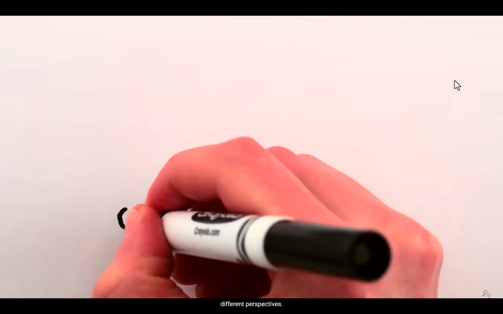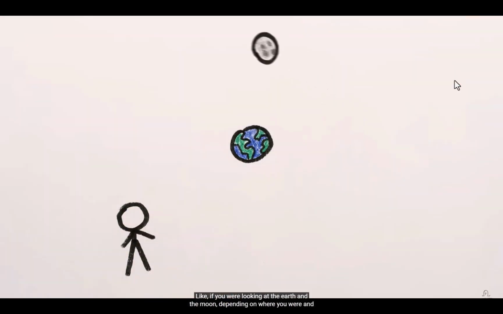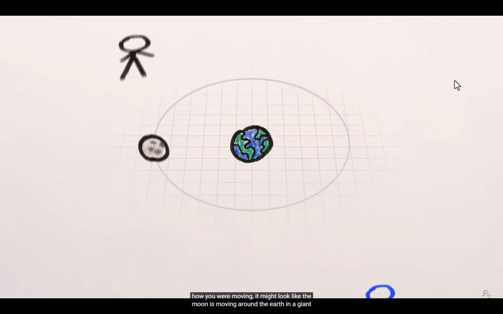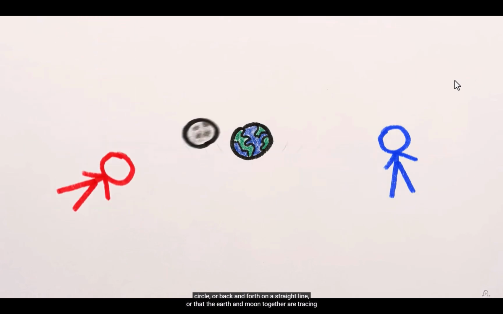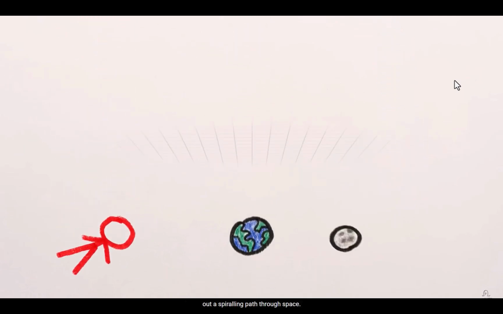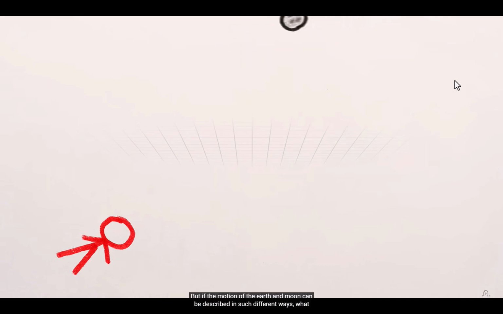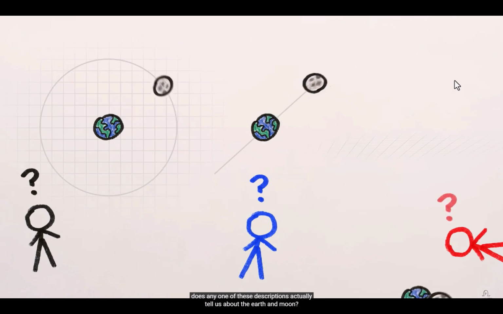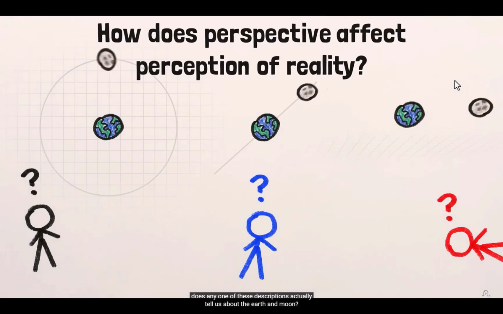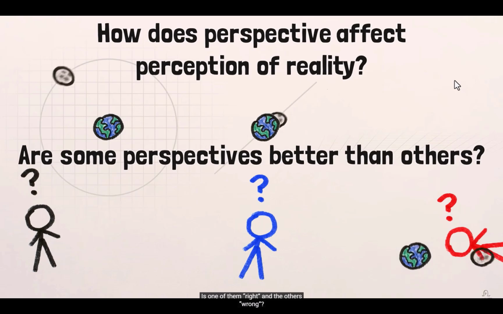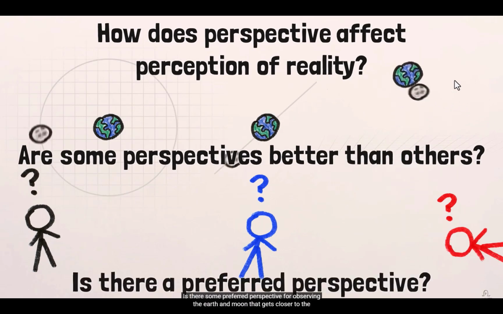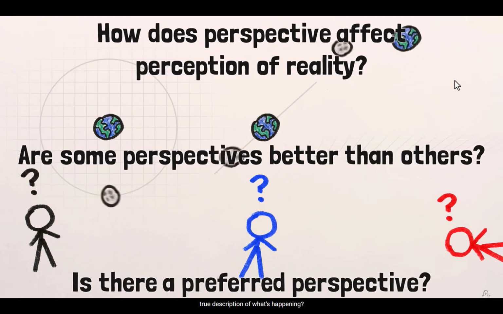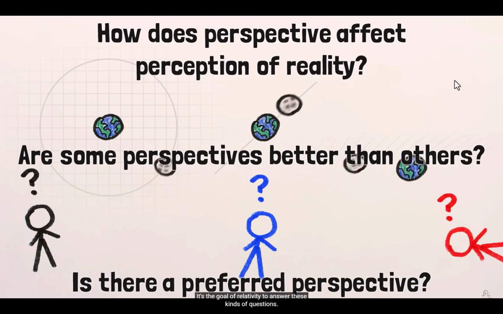But either way, relativity, special or not, is about how the motions of things look from different perspectives. Like if you were looking at the Earth and the Moon, depending on where you were and how you were moving, it might look like the Moon is moving around the Earth in a giant circle, or back and forth on a straight line, or that the Earth and Moon together are tracing out a spiraling path through space. But if the motion of the Earth and Moon can be described in such different ways, what does any one of these descriptions actually tell us about the Earth and Moon? Is one of them right and the other's wrong? Is there some preferred perspective for observing the Earth and Moon that gets the closest to the true description of what's happening? It's the goal of relativity to answer these kinds of questions.